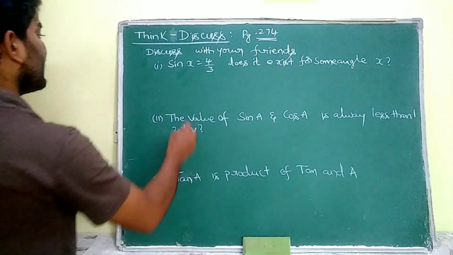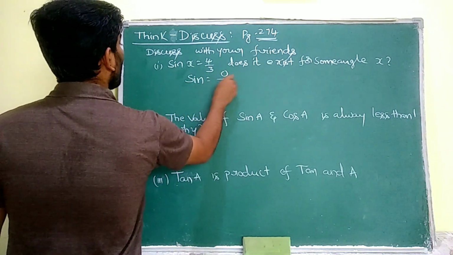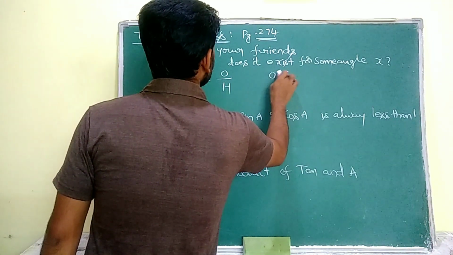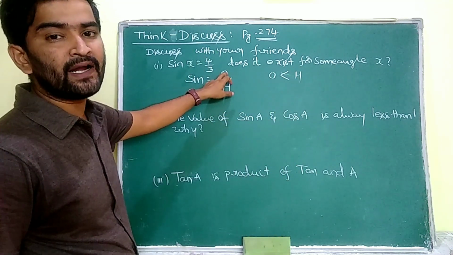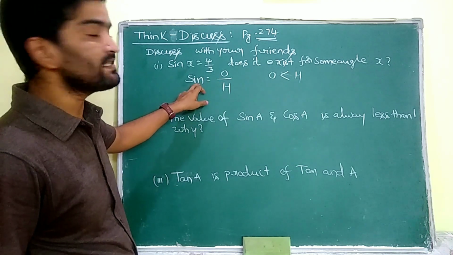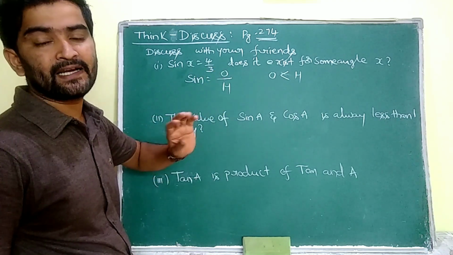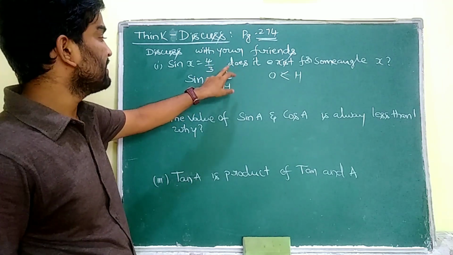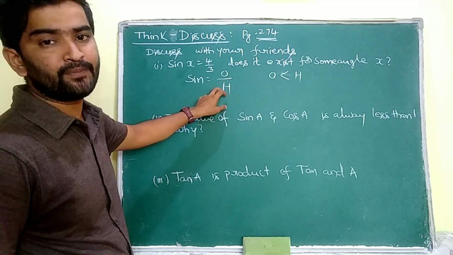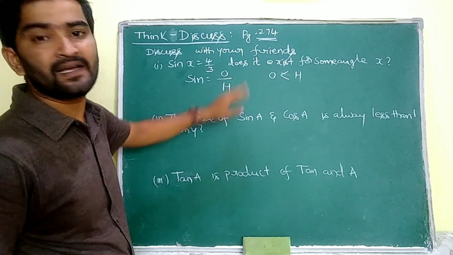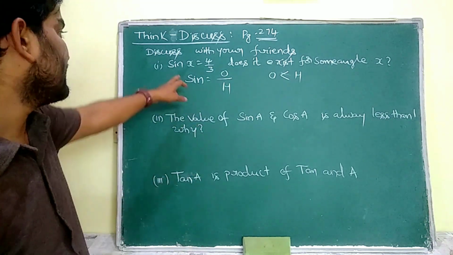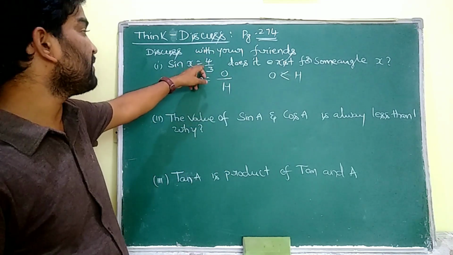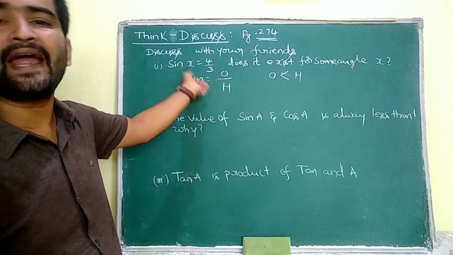Here, sin is opposite side by hypotenuse. We know the opposite side is always less than the hypotenuse. That means a smaller value by a bigger value, so sin x is always a proper fraction. It is never an improper fraction, because the opposite side is always less than the hypotenuse. So sin x is always less than 1. It never exceeds 1. But here they mentioned sin x is equal to 4 by 3, which is more than 1. It is an improper fraction. So it's not possible for any value of x.